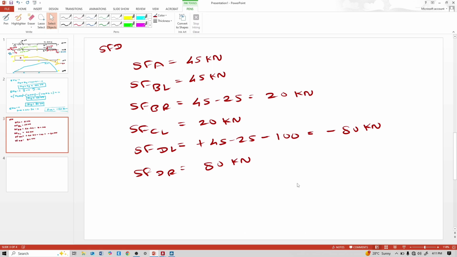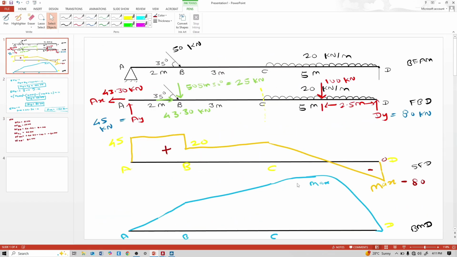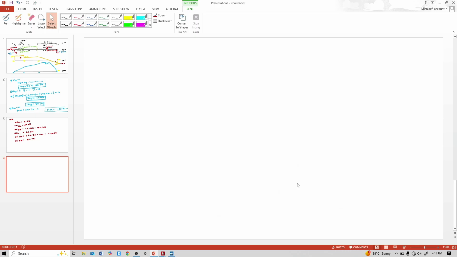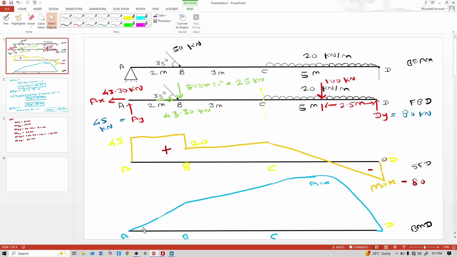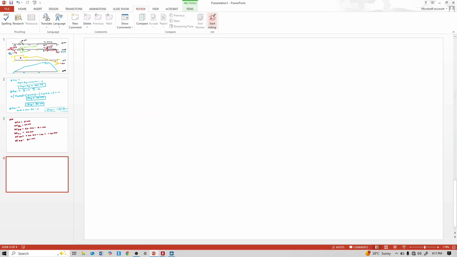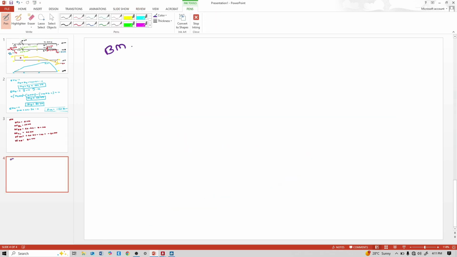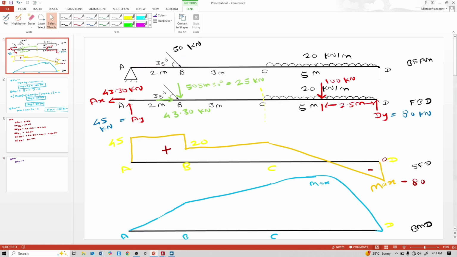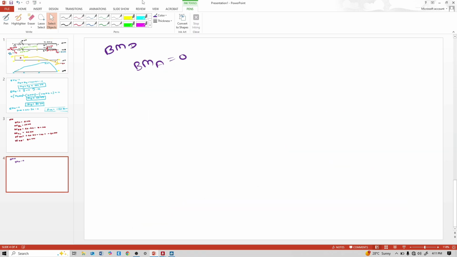Now we need to calculate bending moment. Bending moment at A is 0 due to pin support. Bending moment at B is AY into 2. AY is 45 into 2. It's 90 and unit is kilonewton meter.